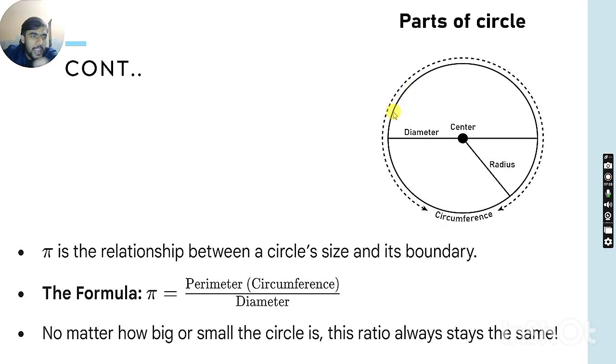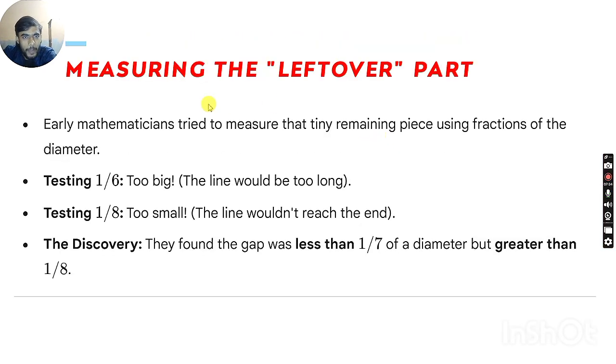So I have to measure that part also. What's the length of that part? So, measuring the leftover part. Early mathematicians tried to measure that teeny remaining piece using a fraction of the diameter. They tested diameter by 6, diameter by 8, diameter by 7, diameter by 1, diameter by 2, diameter by 3, and so on.